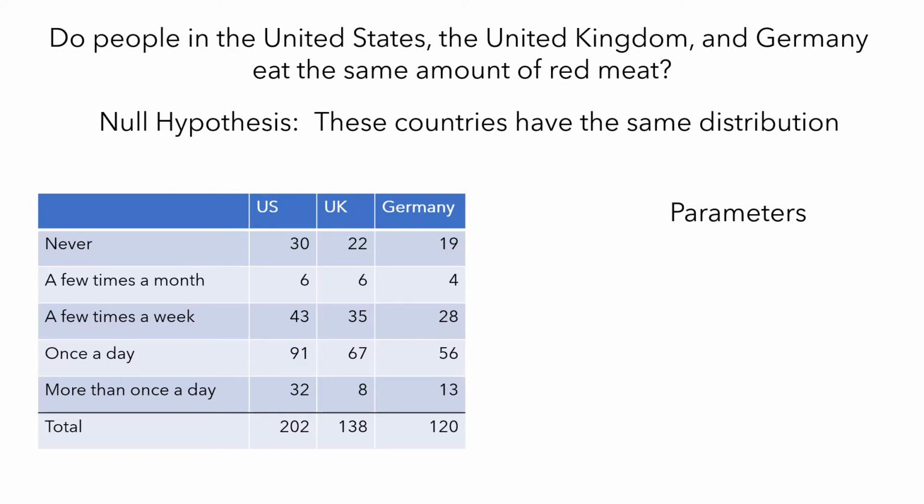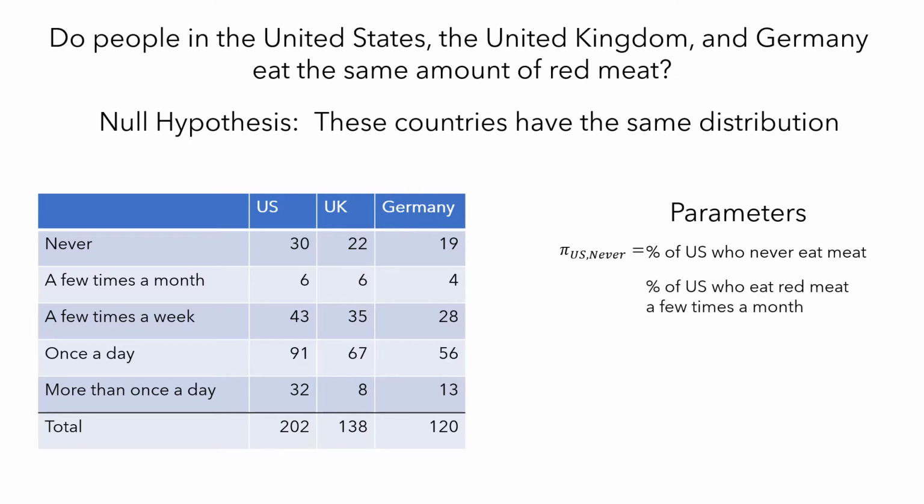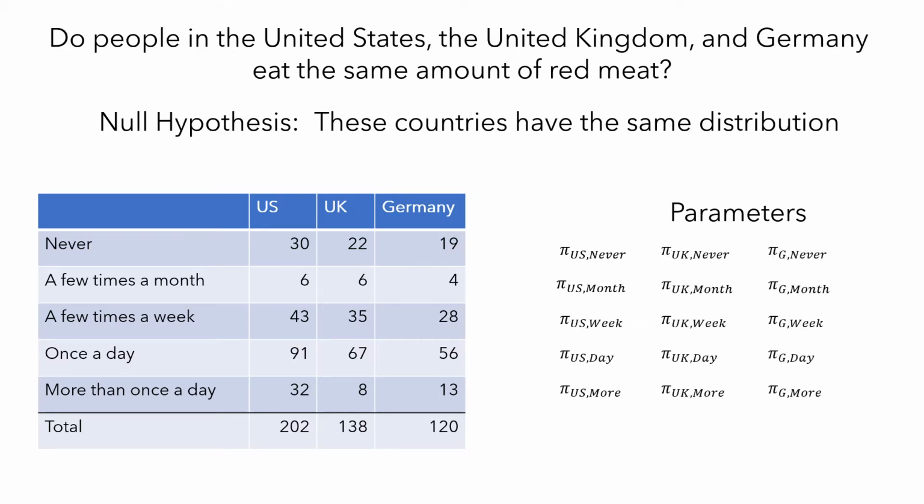One parameter is the percent of people in the US who never eat red meat, which we'll represent as pi sub US, never. Another parameter is the percent of people in the US who eat red meat a few times a month, which we'll write as pi sub US, month. So there would be one parameter for each entry in the table, a total of 15 parameters.